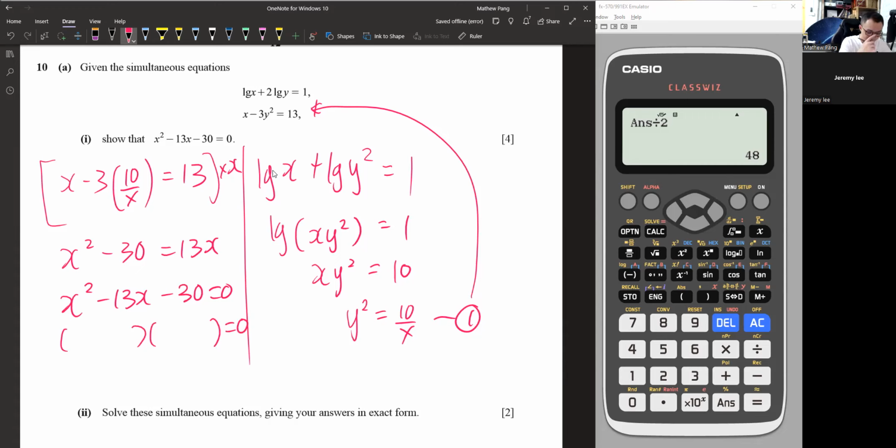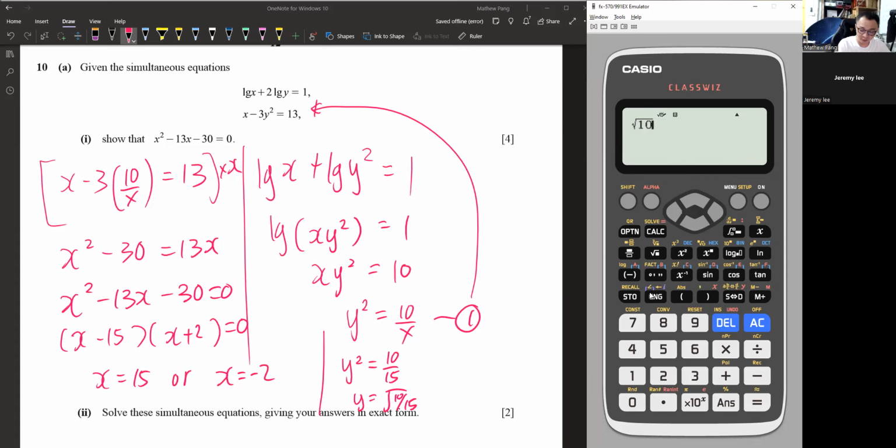10 and 3, no. 15 and 2, yeah. So this one is x minus 15, x plus 2. So x equals 15 or x equals -2. Same idea here. If y squared equals 10 over 15, then y equals the square root of 10 over 15. Type the calculator, 10 over 15. Then you will get some number like this. You will get root 6 over 3.